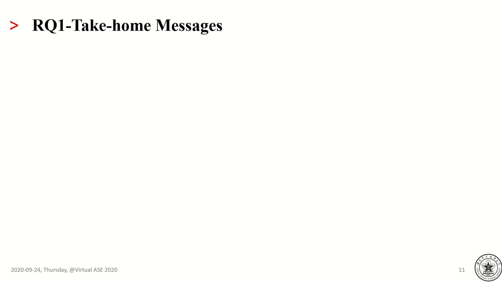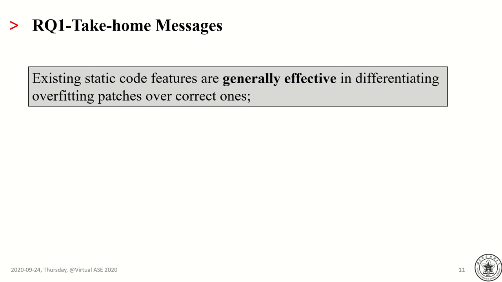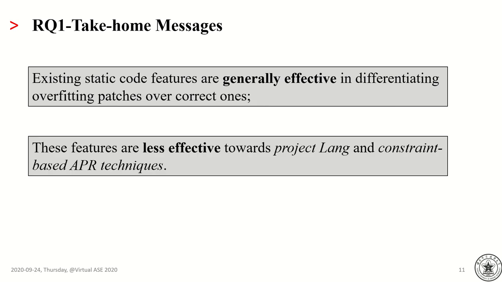So what can we learn? Existing static code features are generally effective in differentiating overfitting patches from correct ones. However, these features are less effective towards Project Long and constraint-based APR techniques.